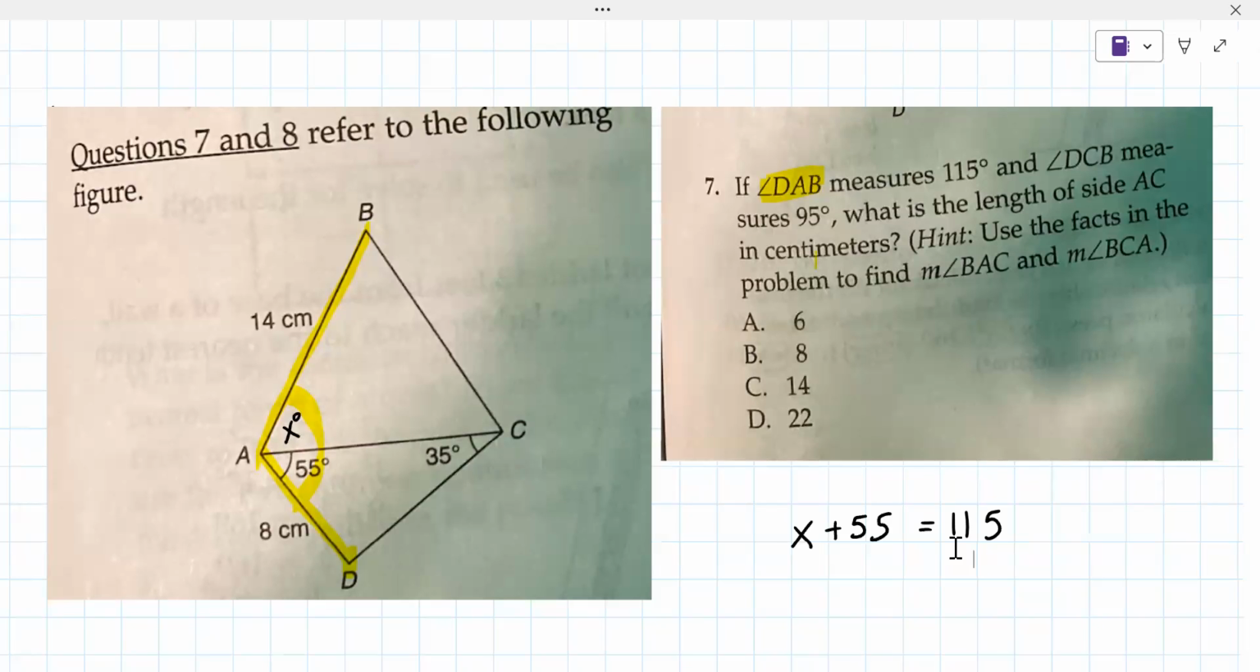How much was the whole thing? Well, it's right here. The whole thing is 115. X plus 55 is 115. So X is 60. The reason that's so important is that that's one more angle in the triangle.